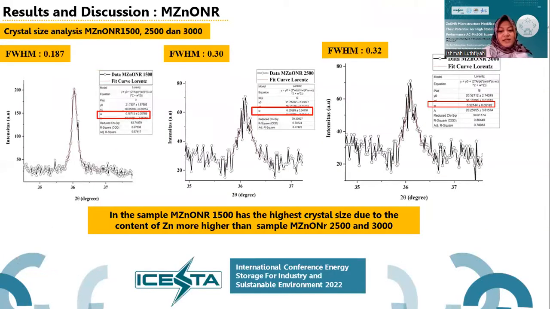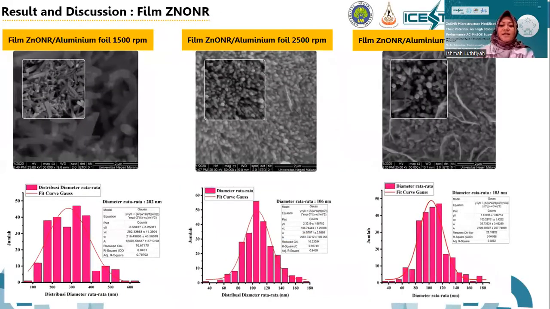After this, the result and discussion. This is where I measure the crystal size. From the crystal size, we can get a full width at half maximum measure. We can get 0.187. So in this sample, MZnONR 1,500 has the highest crystal size compared to the MZnONR 2,500 and 3,000.